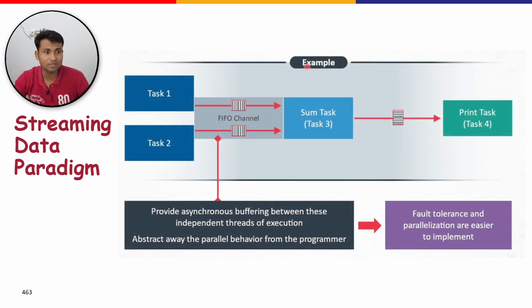So in the example here, the two tasks, task 1 and task 2, provide a stream of random numbers to add that are sent over a FIFO channel to the sum task, task 3, which reads the values from the FIFO channel. The sum task then sends the output to the print task, task 4, to publish the results.